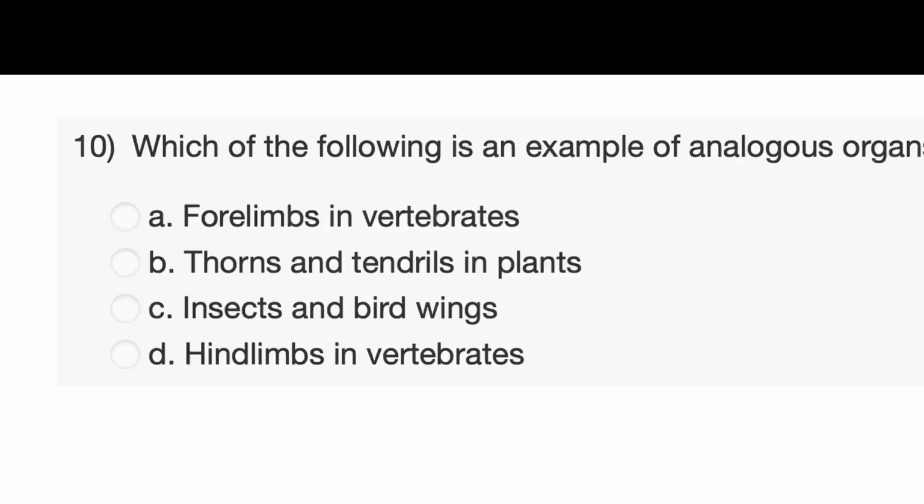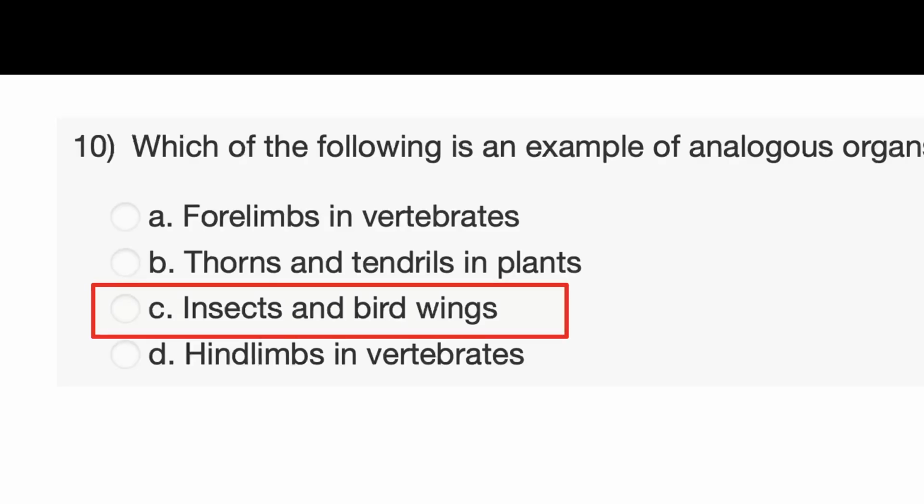Okay, let me reveal the correct answer. The correct answer is option C, insects and bird wings. Insects and bird wings are an example of analogous organs. Most of us have answered correctly. Congratulations. Now let us understand what we mean when we say analogous organs and what the analogy is between an insect wing and a bird wing.